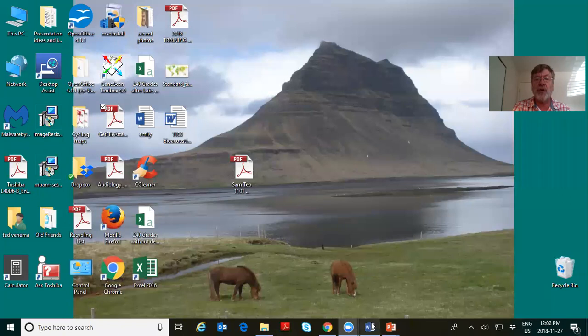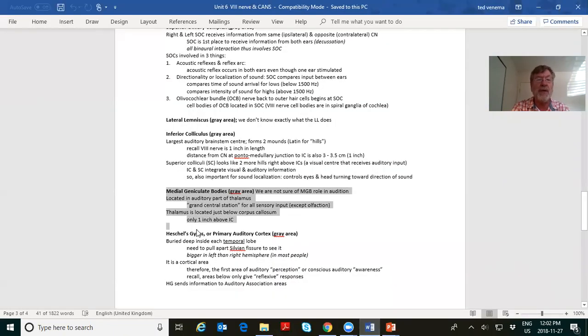Share screen so that we make sure you see what I'm seeing here. Heschel's gyrus, primary auditory cortex, gray area, buried inside each temporal lobe.